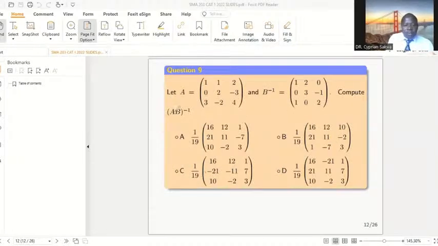Now, in this question, you're given A and you're given the inverse of B, and you're asked to compute the inverse of AB. I have seen in some books a theorem that says that this will be the same as A inverse multiplied by B inverse. Maybe you try and see whether that will give you the same answer as the one I get. But for me, I'll not do this.